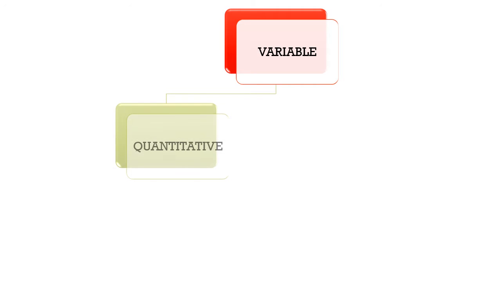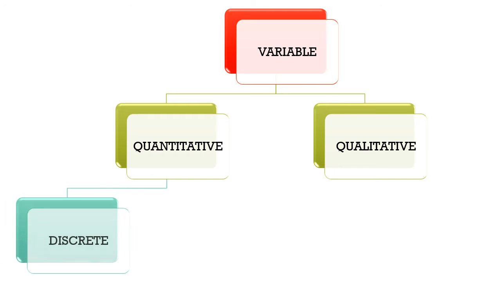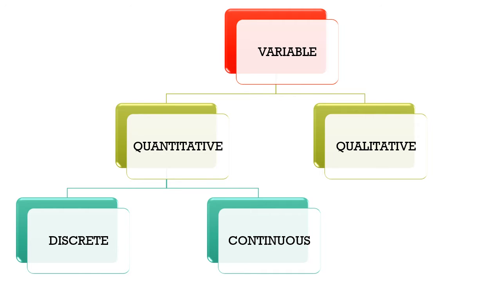Now let us see that variable has basically two types, that is quantitative variable and the qualitative variable. Now, quantitative variable has further two separate categories, that is one discrete variable and the second is the continuous variable. So before we start with presentation of data, we have to be very sure about which variables we are going to present, whether we are presenting the discrete variable or the continuous variable. Now let us check out what is the meaning of this discrete and continuous variables.